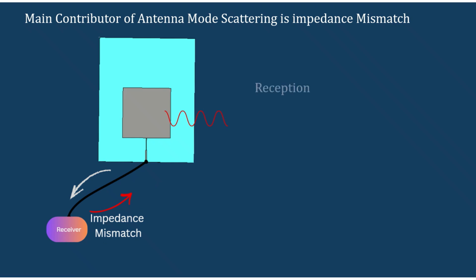So we can say that this is the workflow of antenna mode scattering. When the electromagnetic wave hits the antenna, it will receive that electromagnetic wave and pass it to the receiver, and based on the impedance mismatch there will be reflection from the antenna and it will be again re-radiated from this antenna. So this is the workflow for the antenna mode RCS.